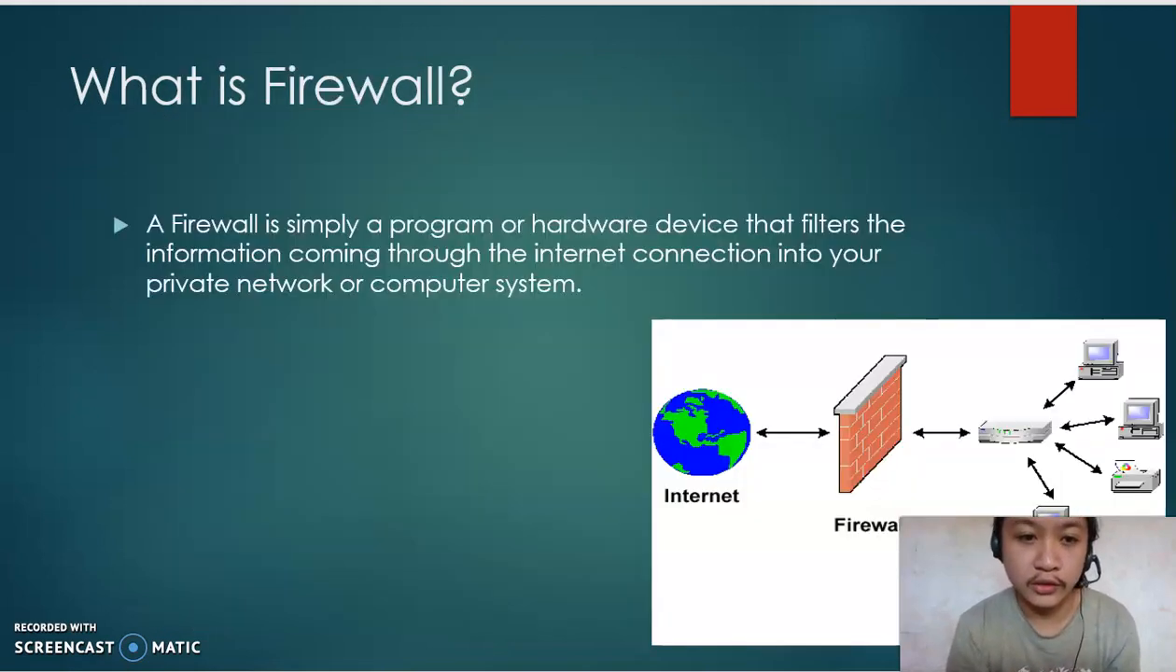So what is a firewall? A firewall is simply a program or hardware device that filters information coming from the internet into a private network or computer system. So basically, if you see this image, the internet, firewall, and the home business network, it can filter many threats, as I said before, it can filter Trojan viruses and other threats. It also prevents hackers from accessing your information by way of your computer data.